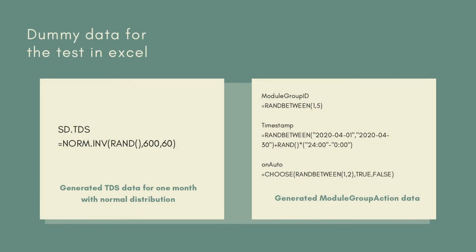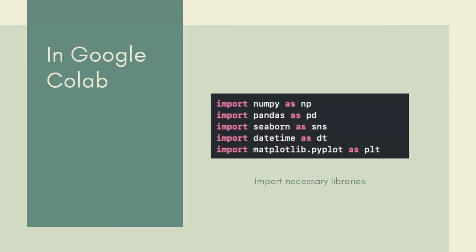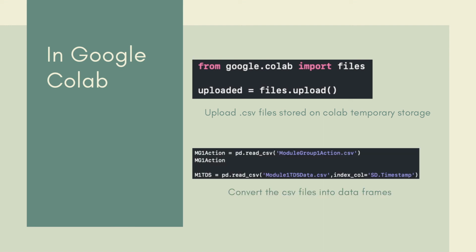For this example, we use generated TDS data for 1 month, measured every 2 seconds. We use data generated randomly in Excel. These are the Excel functions used for each table, the TDS data and the module group action data. With all the data ready in Google Colab, we first import the necessary libraries for data analysis. Then we upload the CSV files, which will be stored on the Colab temporary storage. Then we convert the CSV files into data frames to be analyzed.